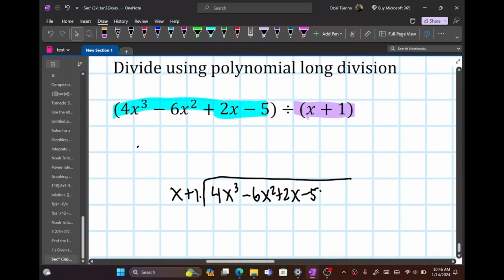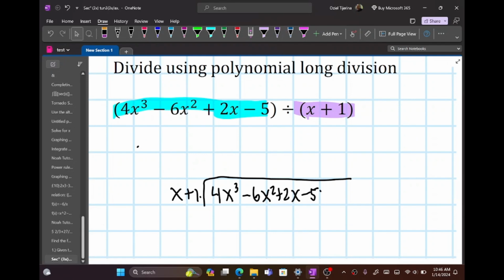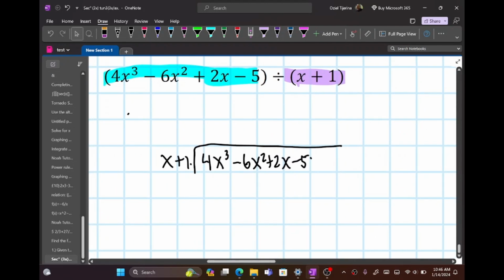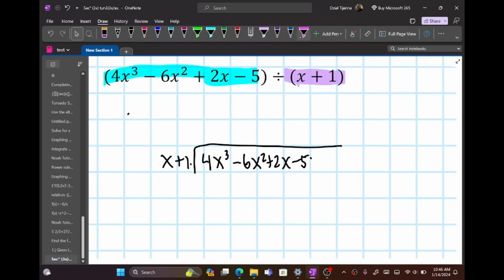It says divide using polynomial long division. Now I do want to emphasize, guys, this does have a remainder. So this is one of those that are a little bit harder for students than the ones that don't have a remainder.